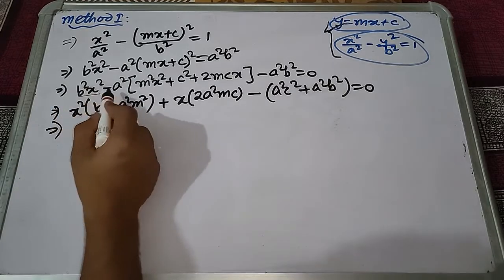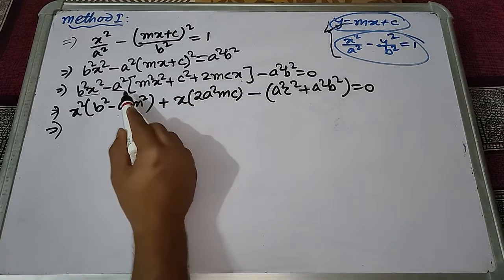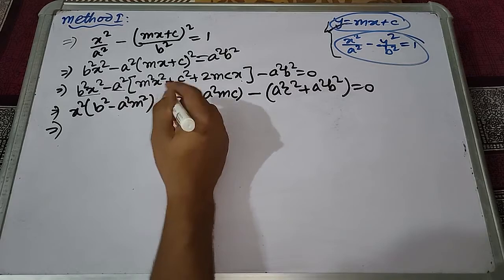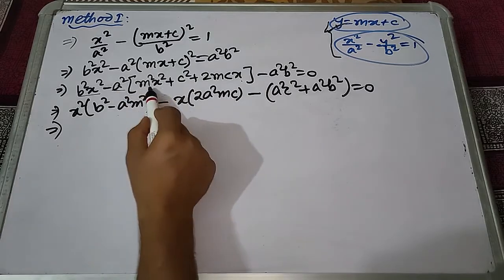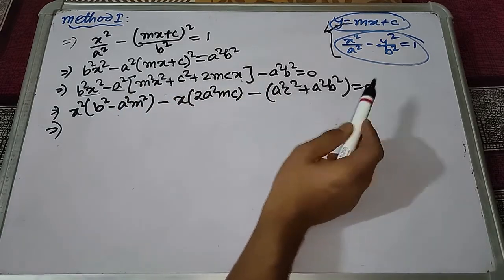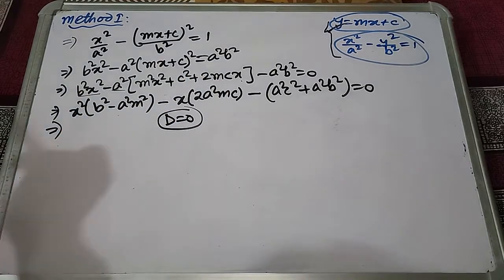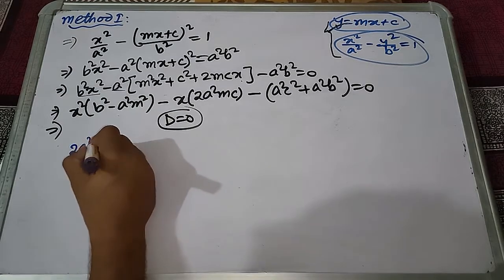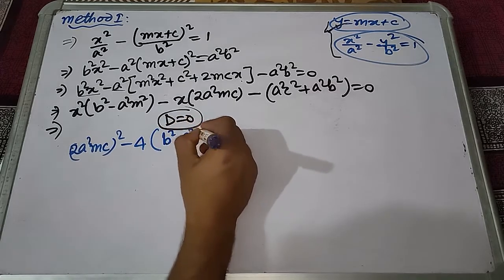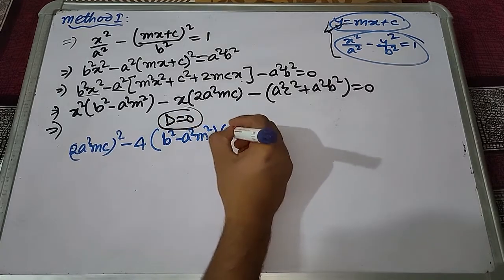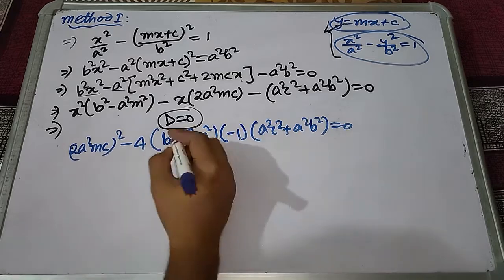Let us check. x square (b square minus a square m square) minus 2a square mc x minus a square c square minus a square b square, this minus in common. Okay, now the discriminant should be 0 as x should have a single value. What is the value of the discriminant? (2a square mc) whole square minus 4 into (b square minus a square m square) into minus of (a square c square plus a square b square) equals 0.